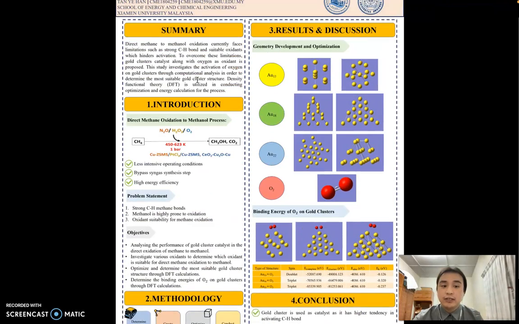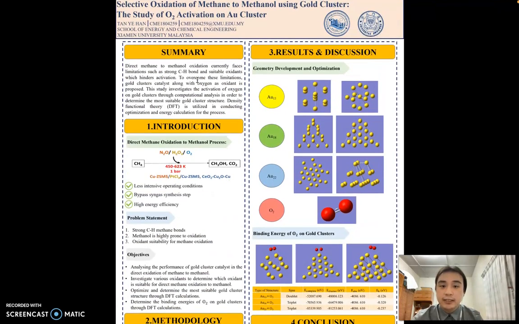Now let's move on to the results and discussion. It could be divided into two sections, namely the geometry optimization and the binding energy. So for the first section, these figures represent the top and front view of the fully optimized structure, including gold 13, 18, and 22, as well as the oxygen molecule.